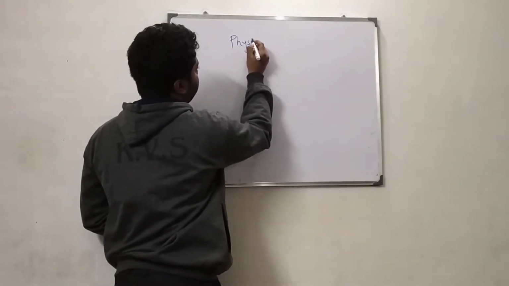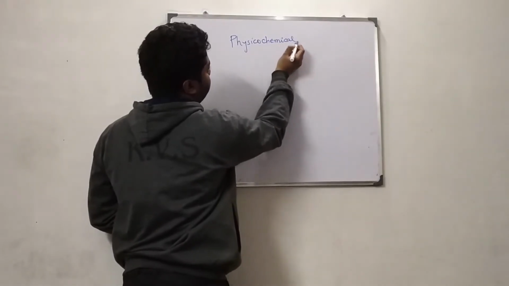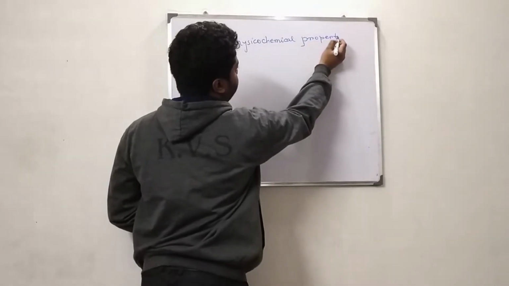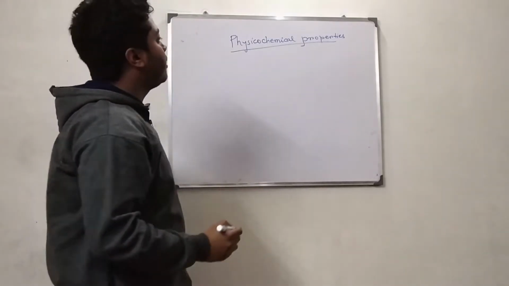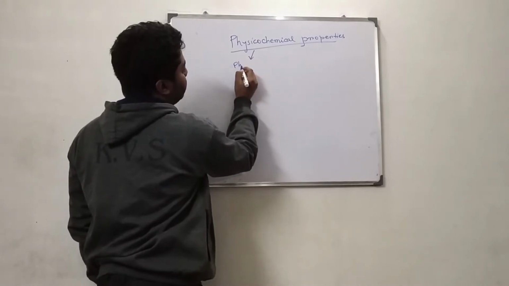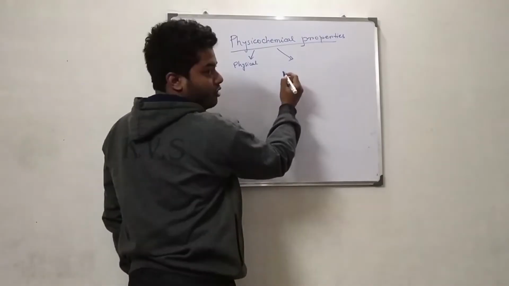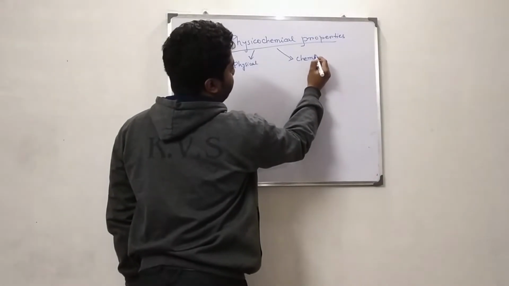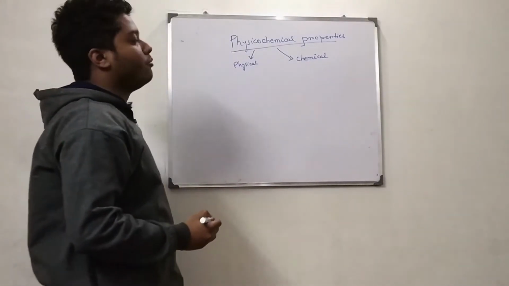Physicochemical properties. From the name itself we can understand that physico means physical, and chemical is obviously the chemical properties of the drug molecules.